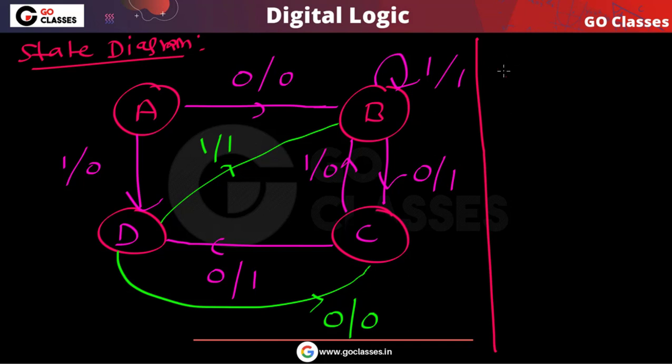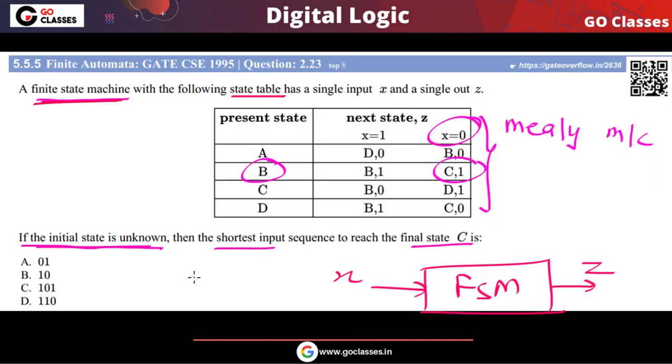So you can notice if initial state is A, then what is the input sequence to reach C? See, if the initial state is A, then to reach C, what are the strings that will take you to C? Let's see. Remember, the question is saying the initial state is unknown. In a finite state machine, we have an initial state. So we don't know which is the initial state. Maybe this, maybe this, maybe this, maybe this. So we don't know.